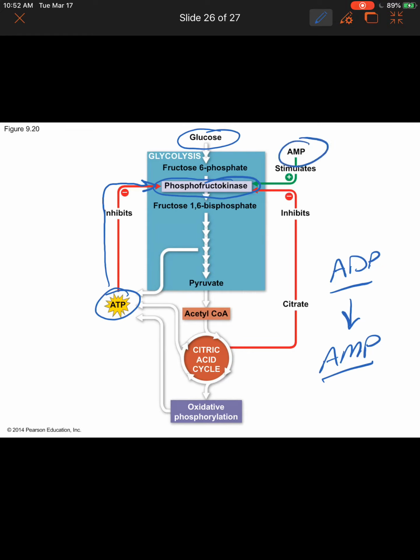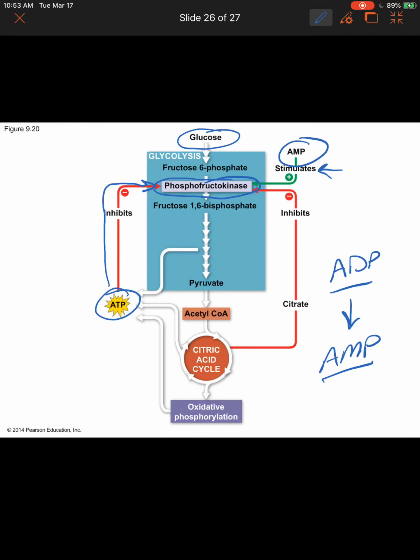Well, you see the AMP right there then stimulates that enzyme, phosphofructokinase. So again, we see this enzyme acting as a switch, right? In this case, AMP binds to it, stimulates it, and speeds up everything downstream, thereby producing more ATP.